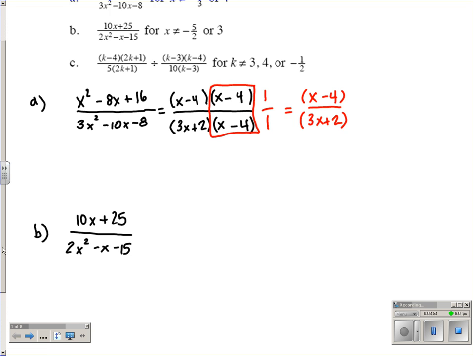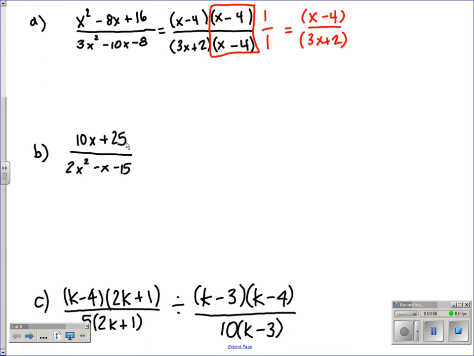For problem B here, we have 10x plus 25 over 2x squared minus x minus 15. Once again, we're going to look to see which factors we have that we share in the numerator and denominator. In order to be able to do that, we need to factor them. 10x plus 25 has a greatest common factor in its two terms here. So if we factor out a 5, we're going to be left with 5 times the quantity of 2x plus 5.